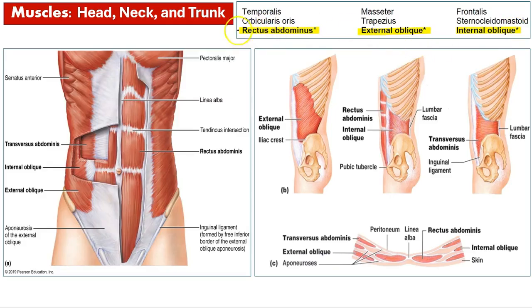Now, rectus, remember we talked about it being straight fibers, abdominals, meaning abdominal wall. External, meaning it's going to be external or on the outside, so it's probably more superficial. And then oblique means that we're dealing with fibers at an angle, okay? Internal means that it's probably going to be deep to the external obliques. And oblique means, again, we're going to have fibers at an angle.